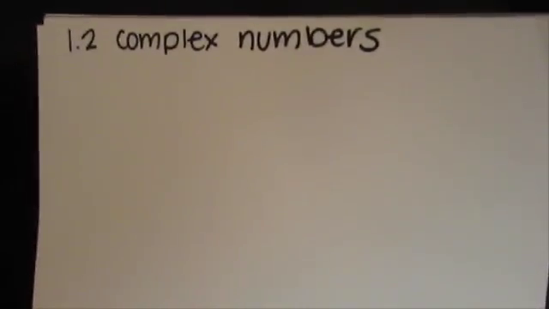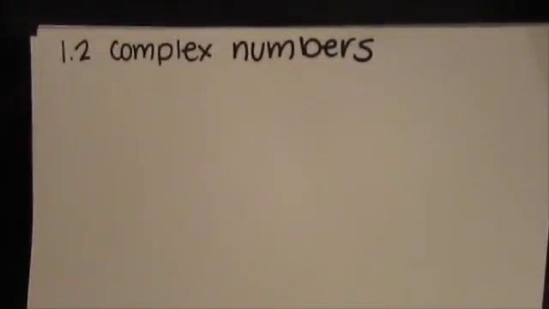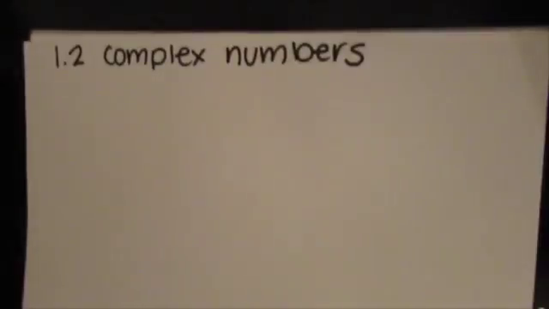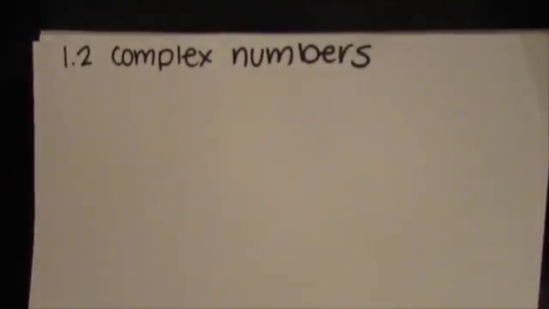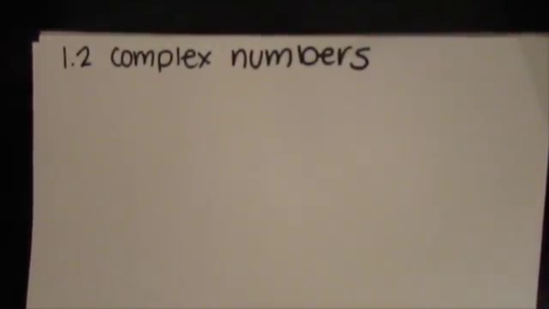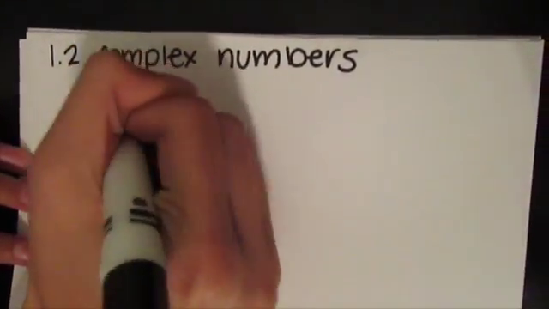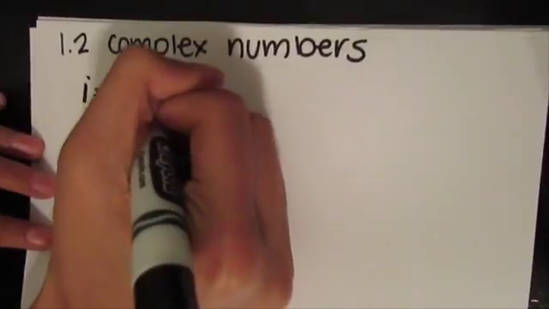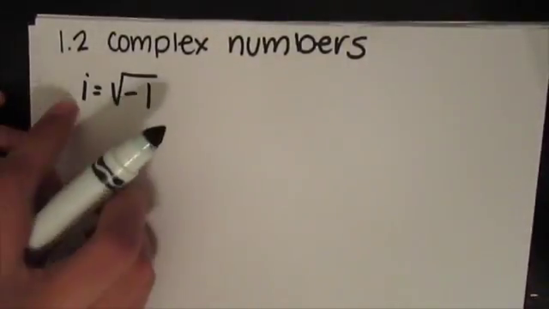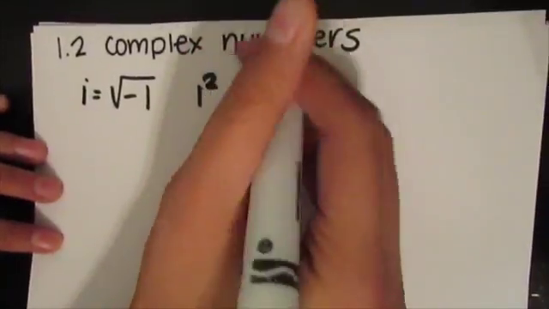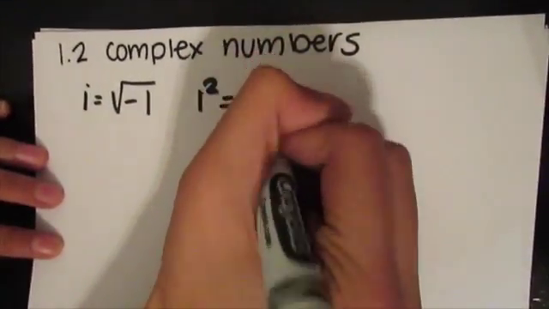What's up guys, this is PD Solver and we'll be going over section 1.2 complex numbers. First of all, what is a complex number? It's an imaginary unit identified as i, which is equal to the square root of a negative number. So for example, the square root of negative 1 would be equal to i. Another note we have to know is that i squared is negative 1.